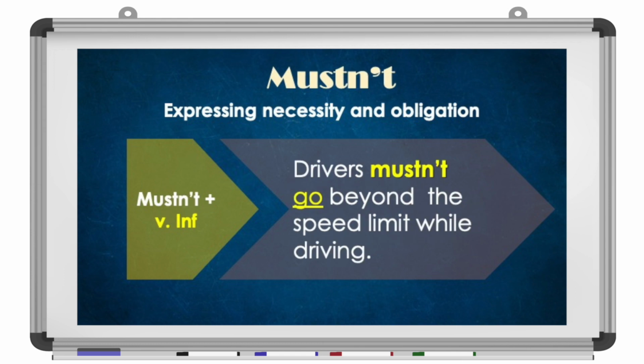Mustn't, expressing necessity and obligation. Drivers mustn't go beyond the speed limit while driving. And here you can see that this is very important. It's expressing how necessary this thing is. And just like must, the verb is in the infinitive.